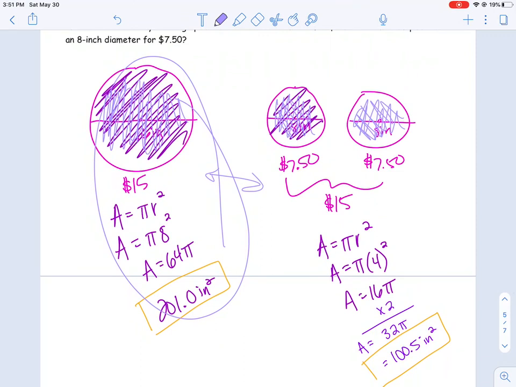All right, make sure you know all the different area formulas, all the different circumference formulas, and you can apply those to all different types of problems.